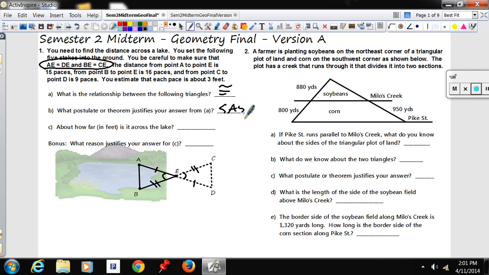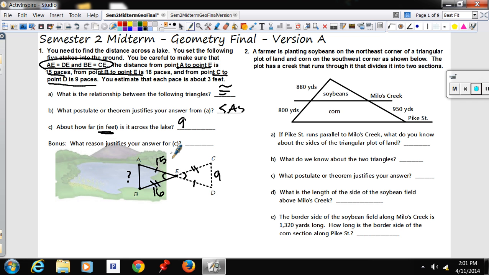And then it says, how far is it across the lake? The lake is here. So I've got, let's see, 15 paces from A to E. I've got 16 paces from B to E. Do we even need those two numbers? No, not at all. Because what we really need to know is from C to D is 9. Why does that one help me? Because that's the corresponding side to AB. Those are the two pieces that are the same. So my answer is 9 paces.